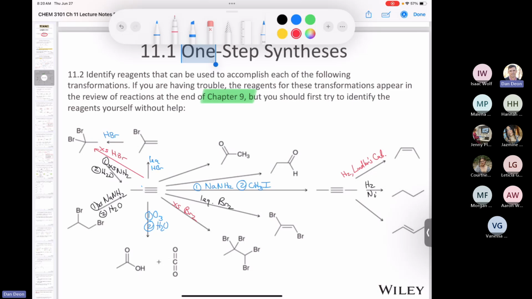But if you want to make the trans alkene, in that case, you have to use sodium metal reduction in liquid ammonia. Like that, you get the radical anion. And then the radical anion, of course, is what produces the trans alkene.